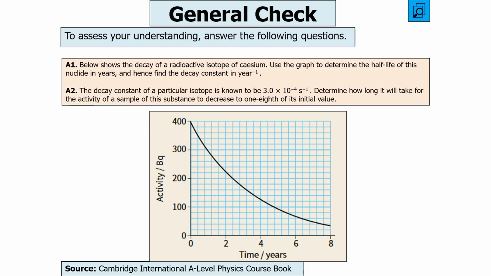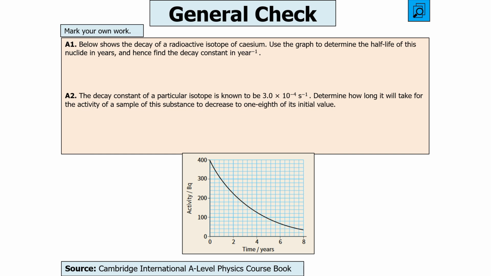The next question says, below shows the decay of a radioactive isotope of cesium. Use the graph to determine the half-life of this nuclide in years and then find the decay constant in years to the minus 1. The decay constant of a particular isotope is known to be 3 times 10 to the minus 4 seconds to the minus 1. Determine how long it would take the activity of a sample of this substance to decrease to 1/8 of its initial value. So pause the video now and unpause the video if you want to go through your answer.